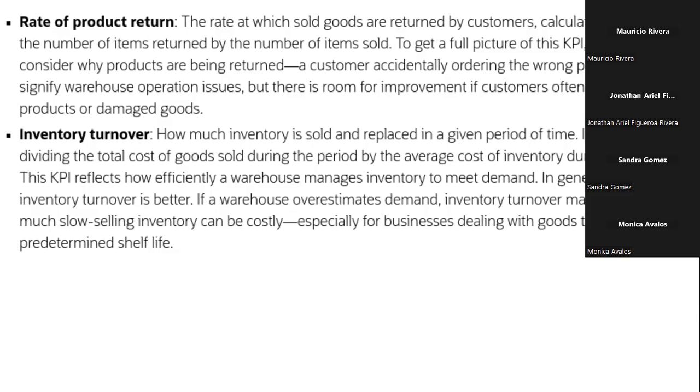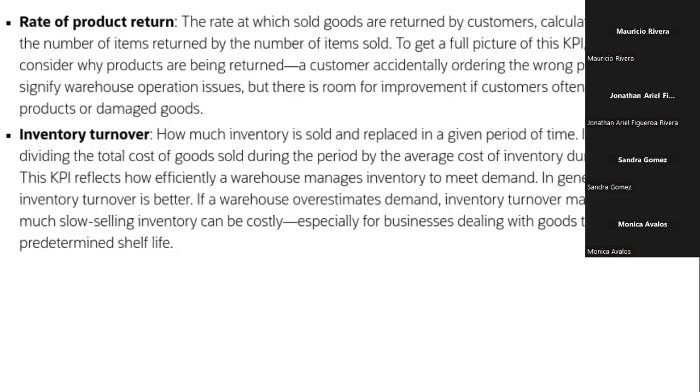So rate of product return. This is another KPI that is very important. Whenever you see the word rate, this is a division. You divide a number by another number, and that is a percentage. So rate of product return means that we are going to analyze how many products the customers return to the company. That is something very important.